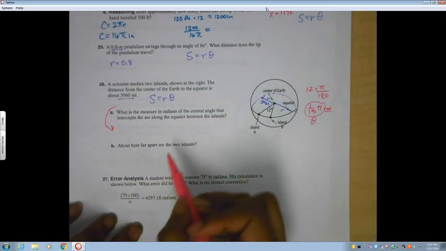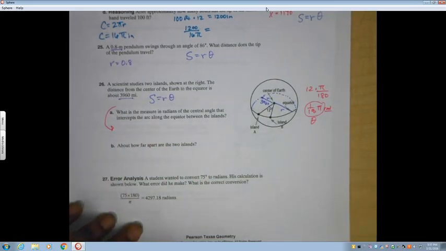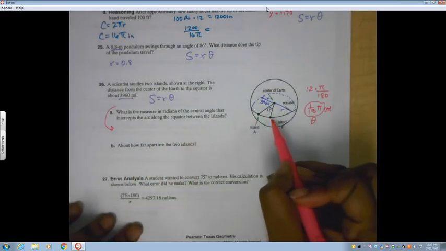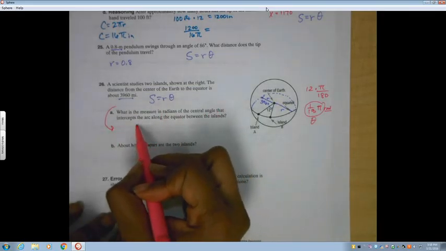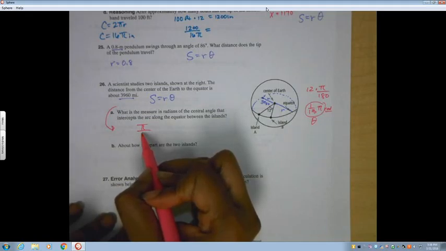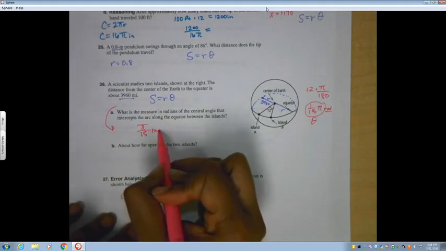Okay? And then how far apart, oh no, that's our B, sorry. That's how far apart it is between the islands. So that was the B. This, in terms of radians, that's the A. Sorry about that.